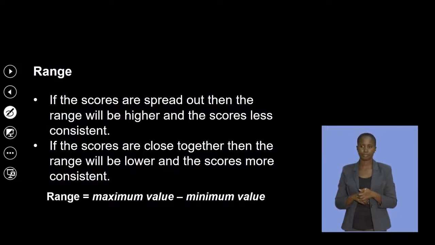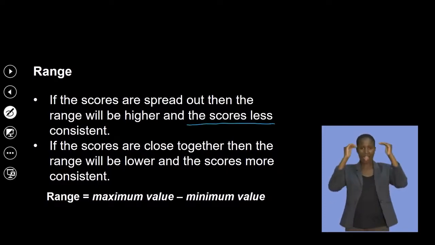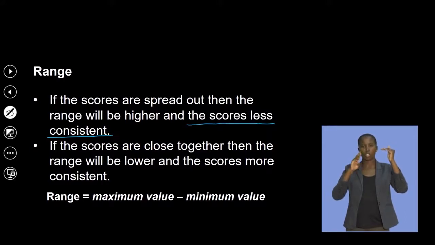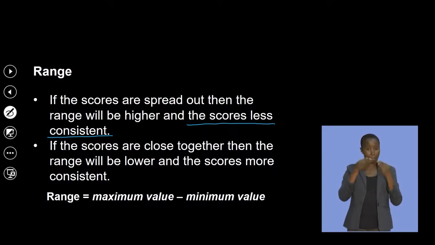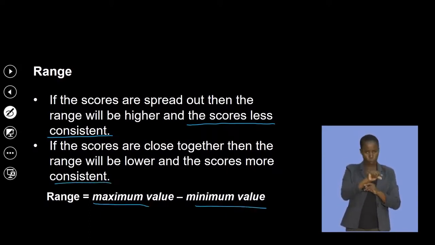So if the scores are spread out, then the range will be higher and the scores less consistent. If scores are close together, then the range will be lower and the scores more consistent. So the range is the maximum minus the minimum.